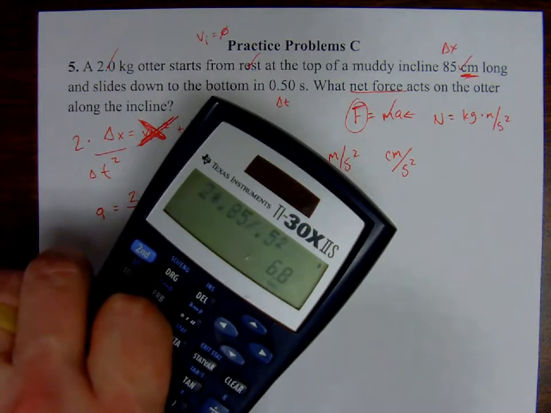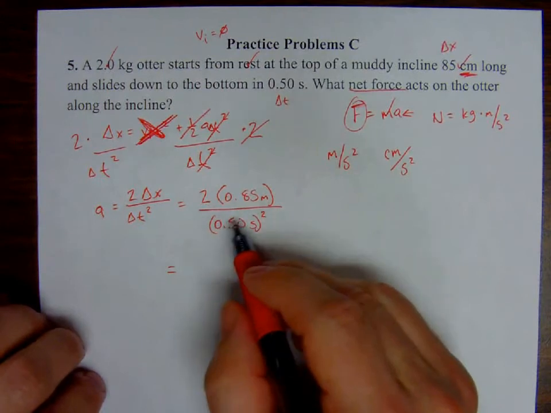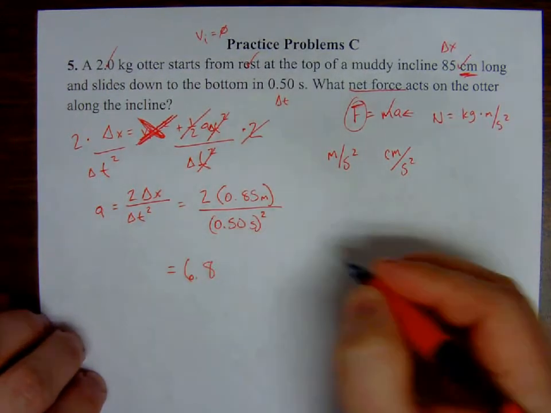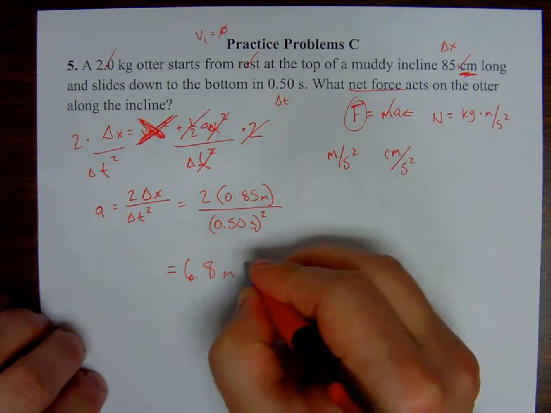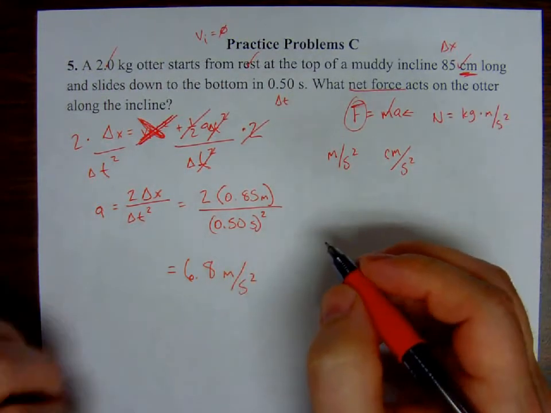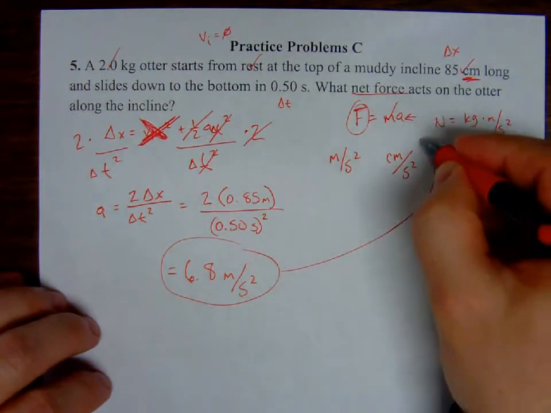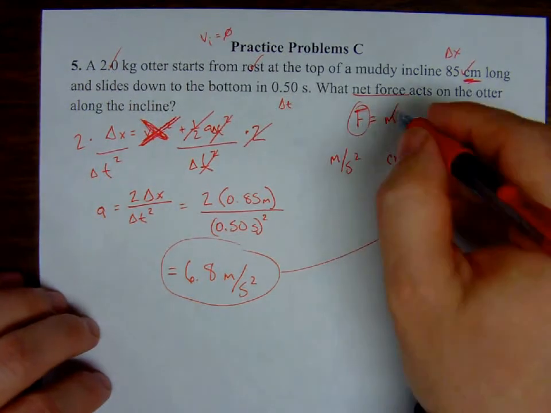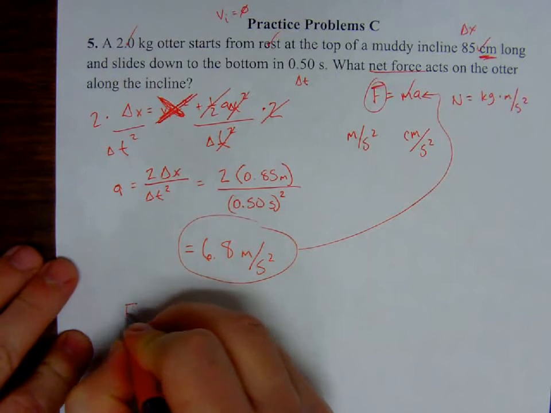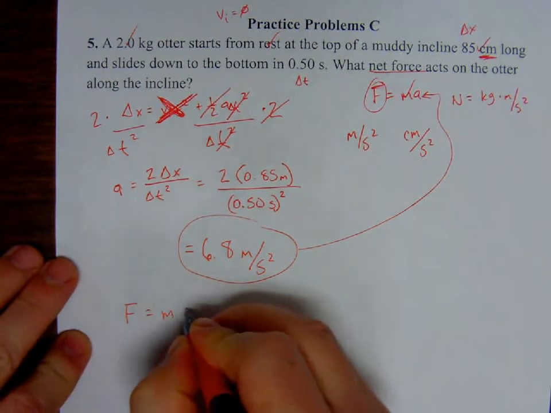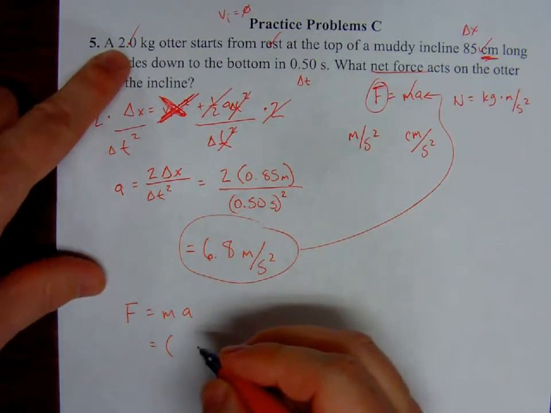I'm going to stick it into this equation here. All right, so I have F equal to ma, and I know what mass is, 2.0 kilograms, and I just calculated acceleration. Let me get my calculator going here. 2.0 times 6.8, and I end up with 13.6.